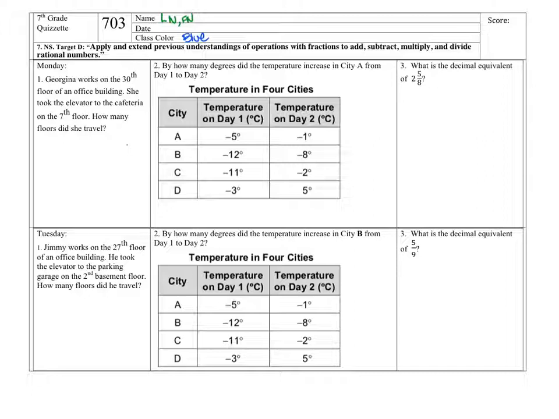So number one, Georgina works on the 30th floor of an office building. She took the elevator to the cafeteria on the 7th floor. How many floors did she travel?